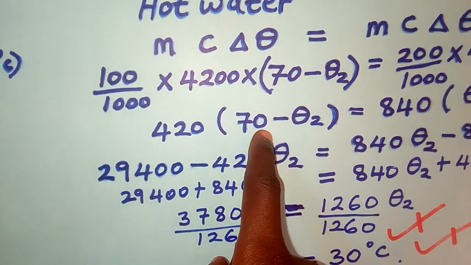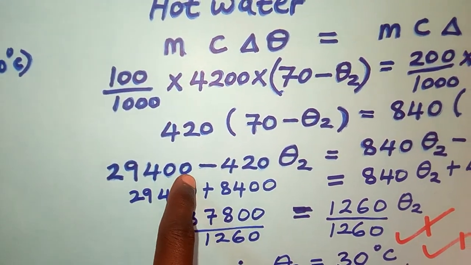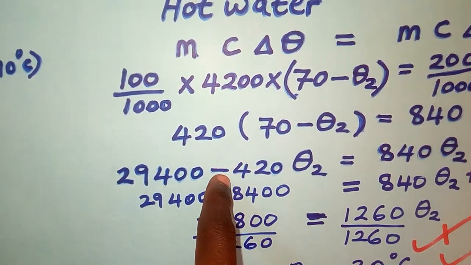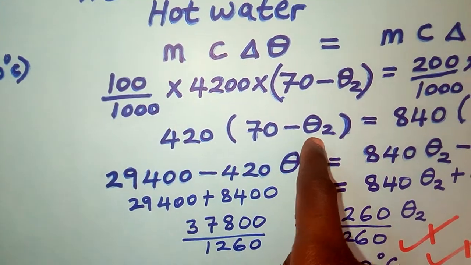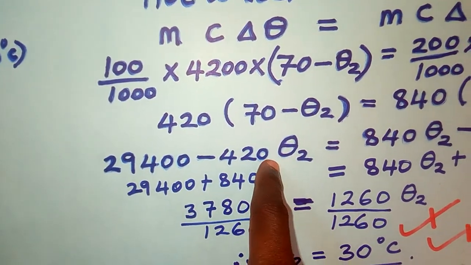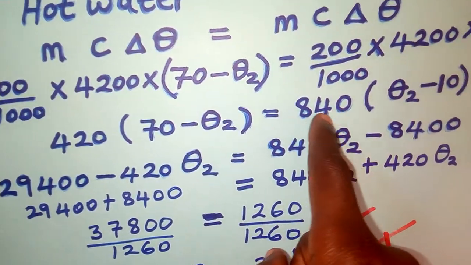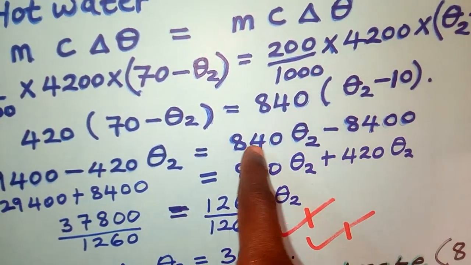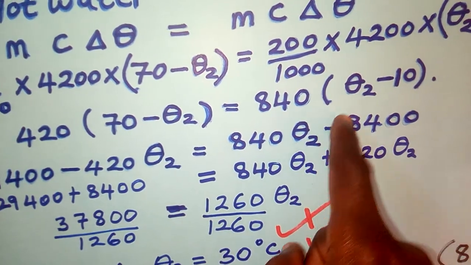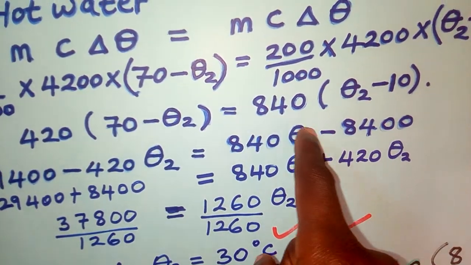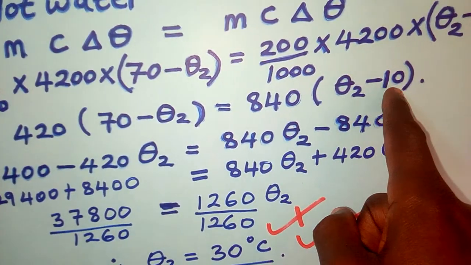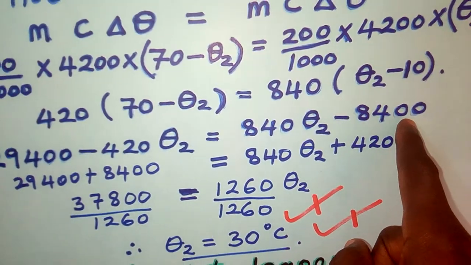420 times 70, you get 29,400. Minus, you put the minus here. 420 times theta 2, you get 420 theta 2 equals, we are now crossing over. 840 times theta 2 is 840 theta 2. Minus, you put the minus. 840 times 10, you get 8,400.